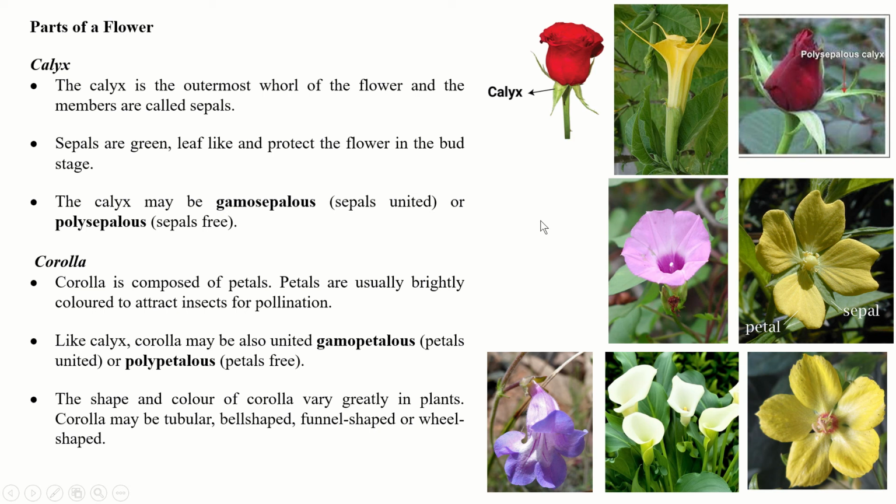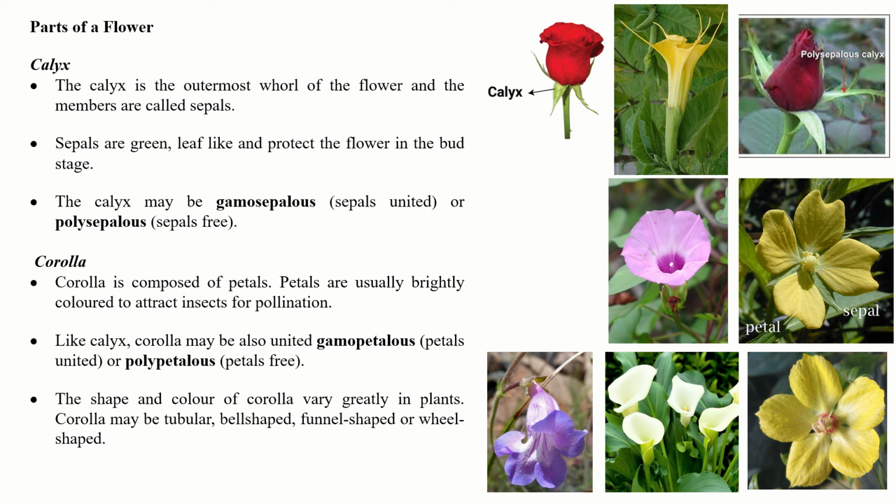The calyx, now this calyx is of two types. It may be gamosepalous or it may be polysepalous. Now gamosepalous means sepals united. Now you can see here sepals. These are the sepals. They are united. They are not free. They are fused and form a tube. Whereas here you see the sepals, they are free. Each one is free. But here it is forming a tube. Okay, here the sepals are free. So it is polysepalous. Those that are free are called polysepalous and those that are fused are called gamosepalous.